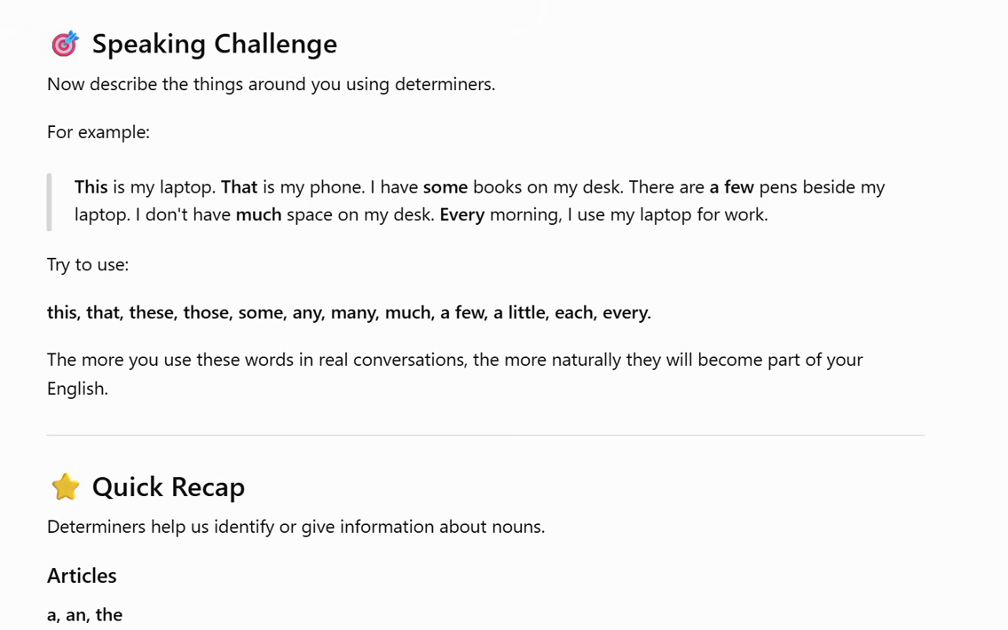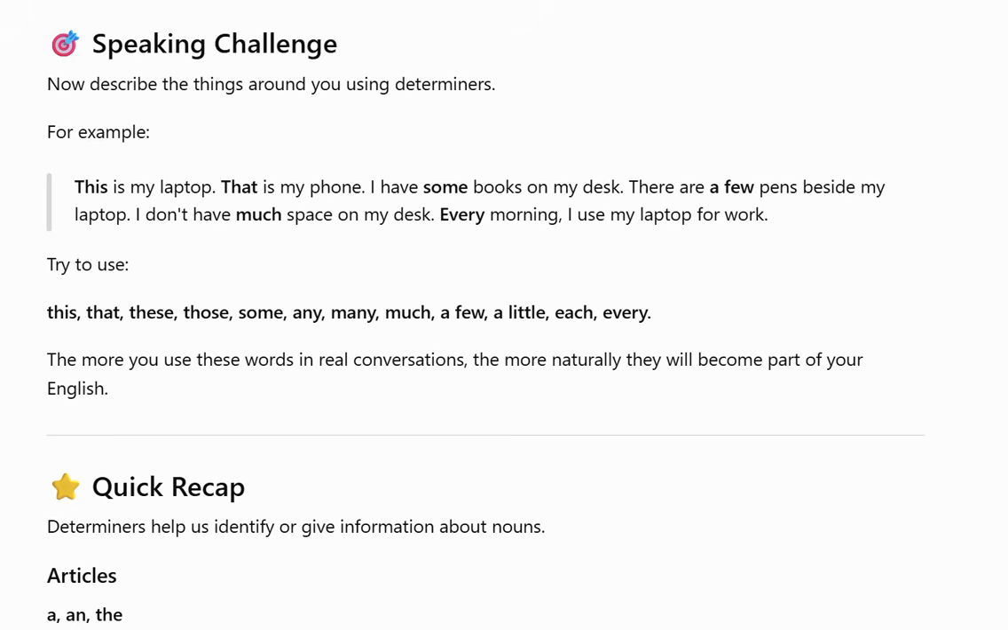Now, speaking challenge. Describe the things around you using determiners. For example, this is my laptop. That is my phone. I have some books on my desk. There are a few pens beside my laptop. I don't have much space on my desk. Every morning, I use my laptop for work.